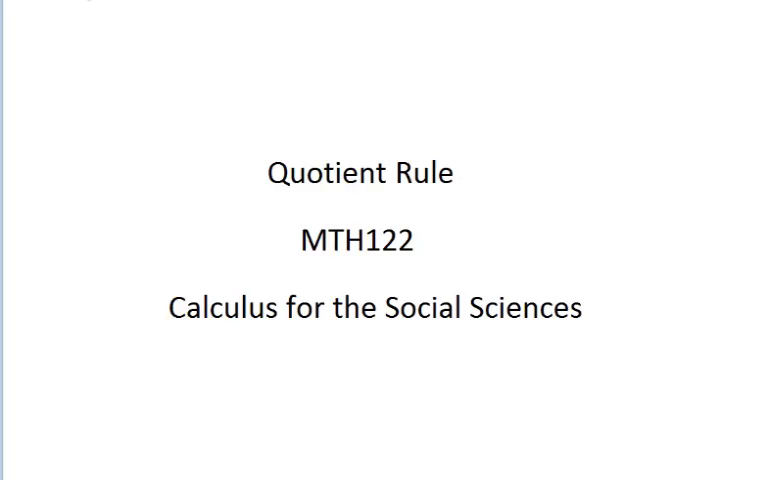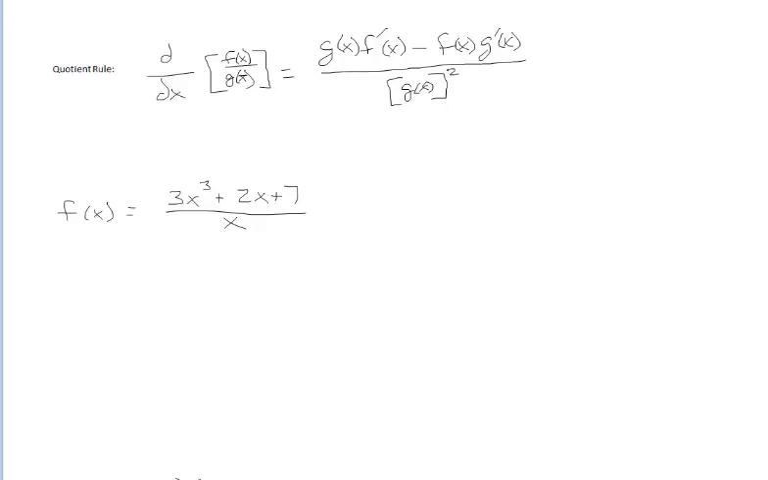Here in this video we're going to take a look at the quotient rule. The formula for the quotient rule is d/dx of f(x) divided by g(x) is equal to g(x) times f prime of x minus f(x) times g prime of x, all over g(x) squared.